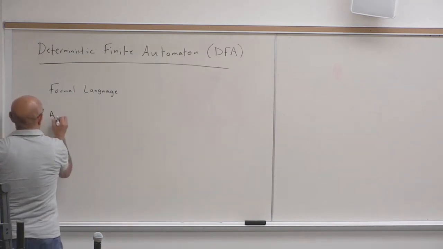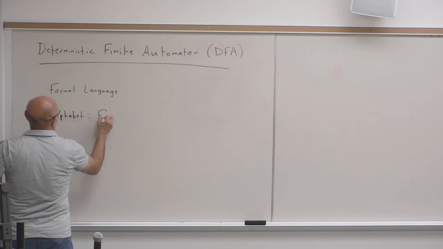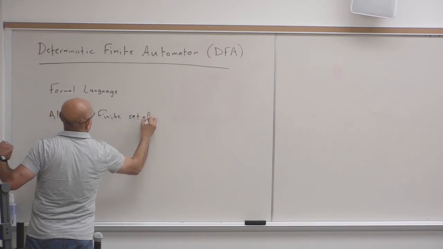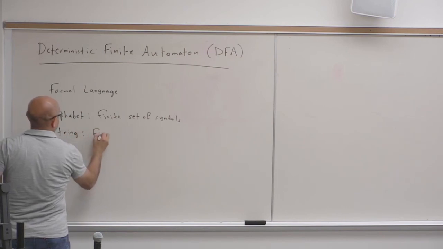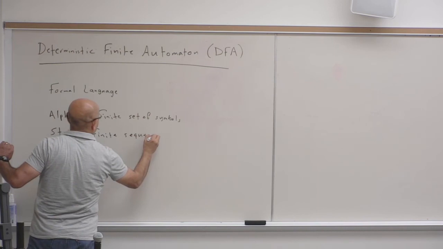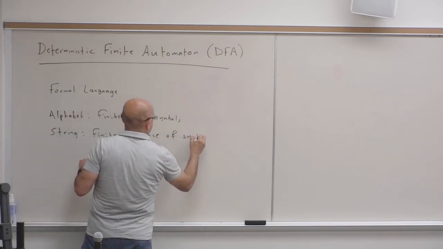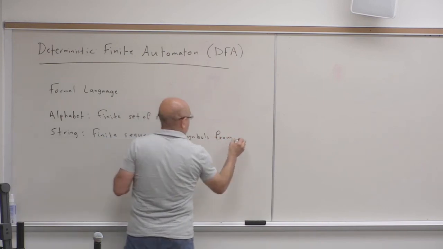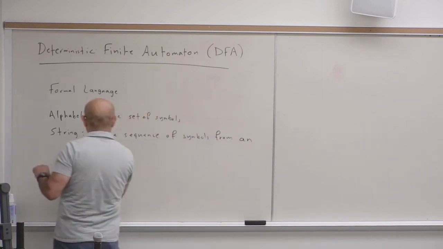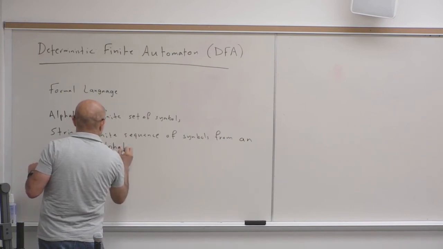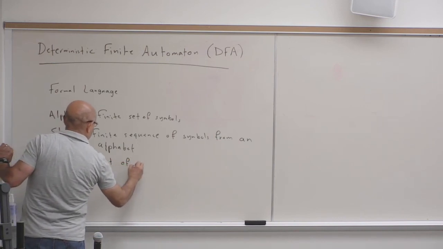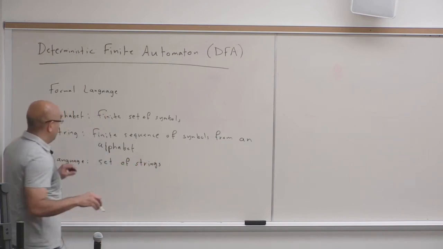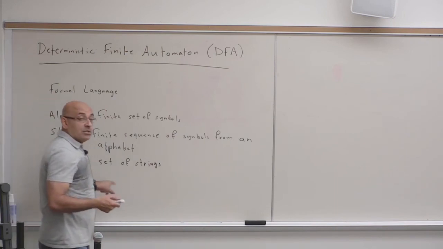So we said alphabet is a finite set of symbols. We said that a string is a finite sequence of symbols from an alphabet. And we said that a language is a set of strings. We did not say that the language should be finite.